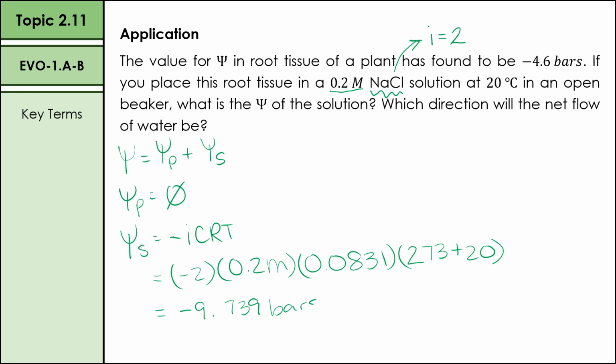Now, what does this mean? In what direction will our water flow? So if we have inside of our cell negative 9.739 and the outside of our cell is negative 4.6, given to us up here in our problem, we find that the water is going to move in the direction of the most negative concentration. So our water is going to move into our cell in this case.